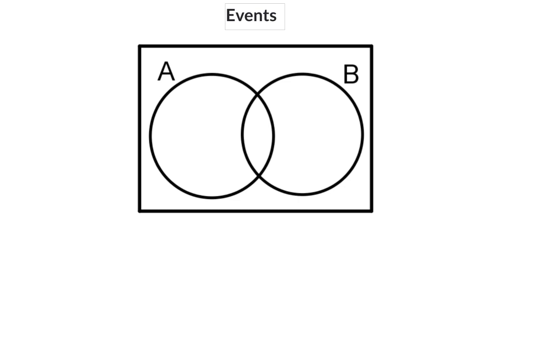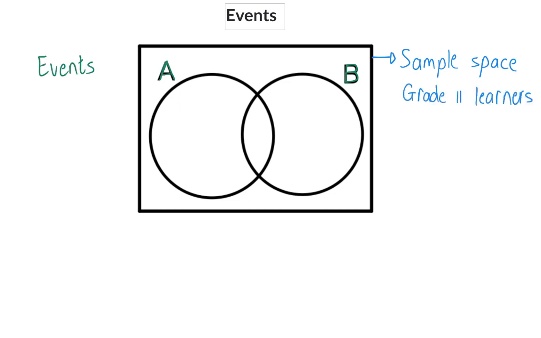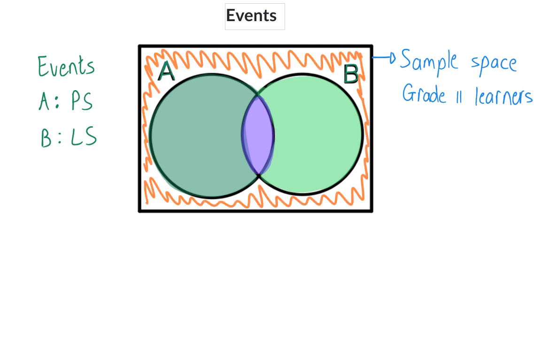As mentioned earlier, all sample spaces consist of specific events. Each event meets certain requirements. As an example, let's take a sample space of all the grade 11 learners. In this sample space, event A consists of all those learners taking physical sciences, and event B, those learners taking life sciences. Some learners will be in event A, other learners will fall in event B, and some will take both subjects and fall in the middle. Then there are also learners who take neither of these subjects.